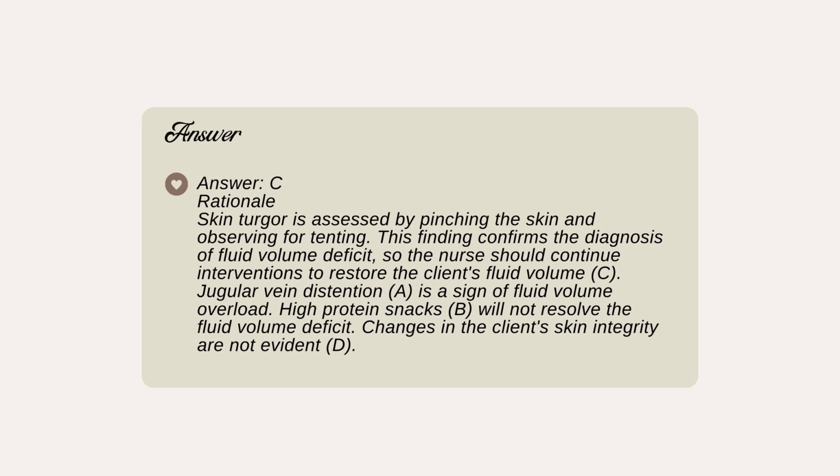Answer. C. Rationale. Skin turgor is assessed by pinching the skin and observing for tenting. This finding confirms the diagnosis of fluid volume deficit, so the nurse should continue interventions to restore the client's fluid volume. C. Jugular vein distension, A, is a sign of fluid volume overload. High-protein snacks, B, will not resolve the fluid volume deficit. Changes in the client's skin integrity are not evident. D.